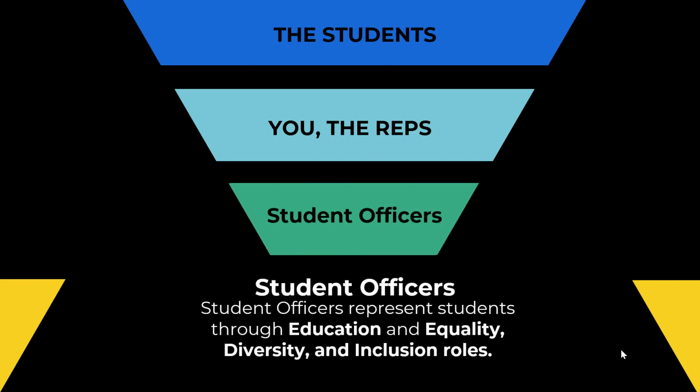Then taking things further to a school level, we have student officers. Officers represent students through education and equality, diversity, and inclusion roles. So the education officers represent their different schools that make up the university, whereas the equality, diversity, and inclusion roles are there to represent certain groups of students, whether it's LGBTQIA+, mature students, parent students, commuter students. We cover a large range of different types of students because we want to make sure everyone is represented.